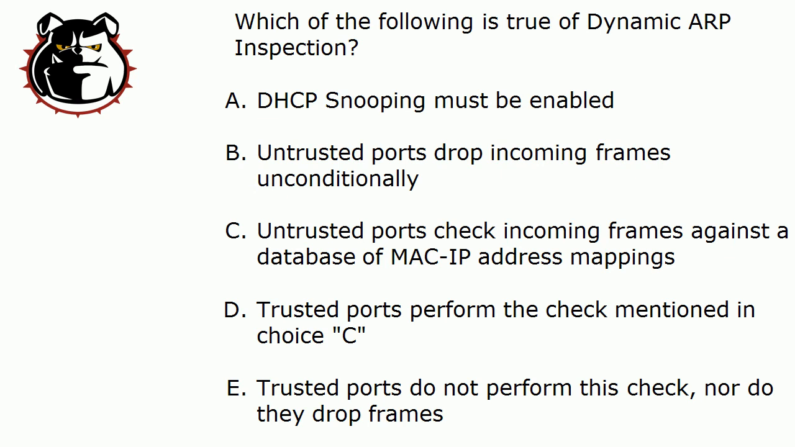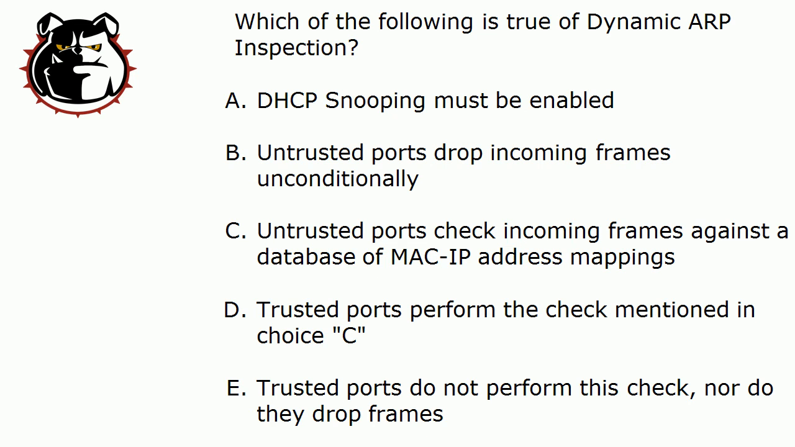Now when you look at the term untrusted ports, it's very easy to say, oh, well, an untrusted port, whether it be DHCP snooping or DAI or anything else, like port security maybe, if it's untrusted, so to speak, then we don't want any frames coming in on it. Well, with DAI, if it's an untrusted port, it's still going to let frames through. It's going to check them against that database of mappings I just talked about. So A and C are true. Don't fall for that thing where untrusted ports are just going to drop all frames unconditionally. That's not actually what happens.